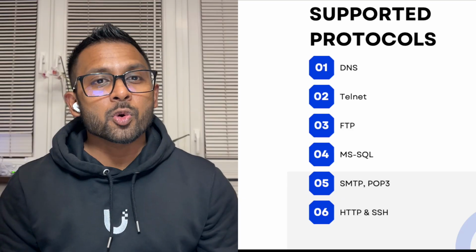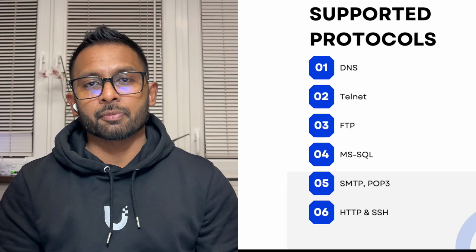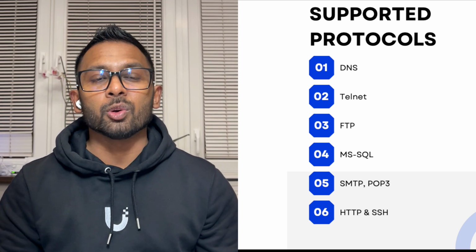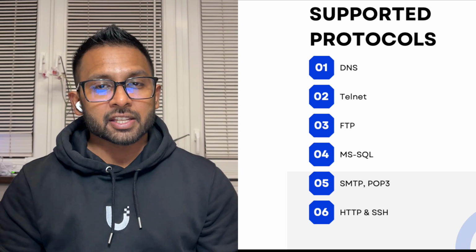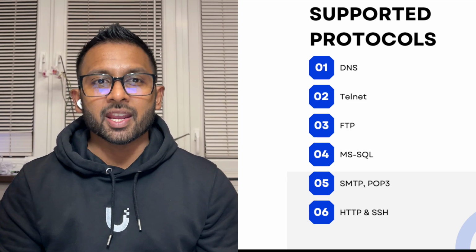And there you have it. I've just shown you how to configure a honeypot on UniFi and how to check its logs. One important thing to remember is that this is an internal honeypot, meaning it only captures activity within your internal network, not from outside of the WAN. Also, note that UniFi supports a few specific protocols for honeypots, including DNS, Telnet, FTP, MSSQL, SMTP, POP3, HTTP, and SSH.